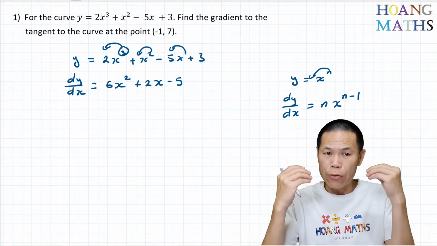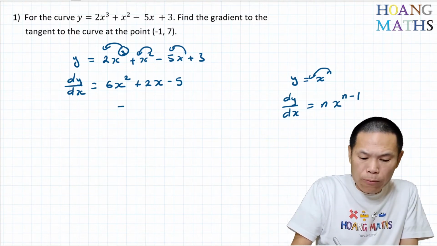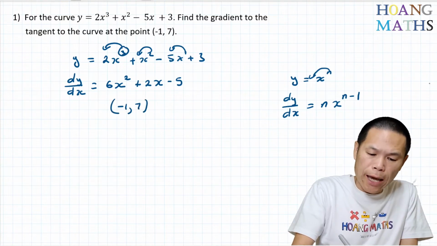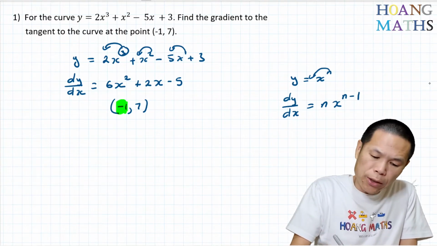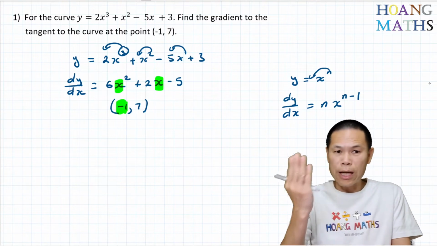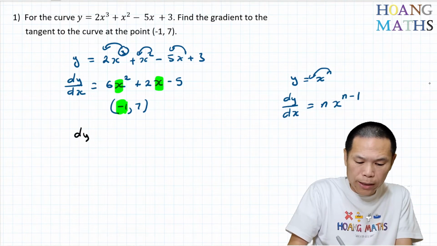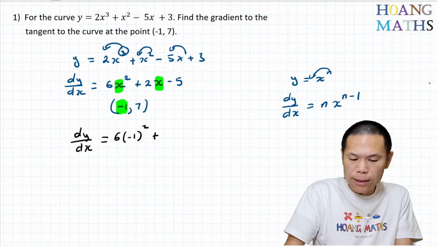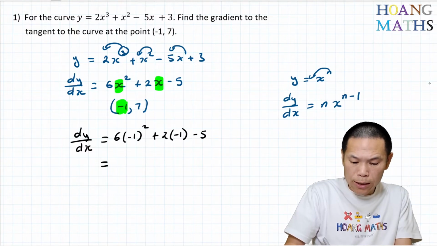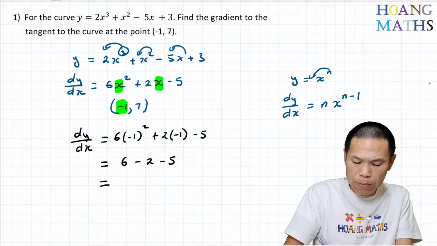To work out the gradient at point (-1, 7), this means that x is -1. To find the gradient at x equals -1, every time we see x, we replace it with -1. So dy/dx gives me 6 lots of (-1) squared plus 2 lots of -1 minus 5. That gives me 6 minus 2 minus 5. So 6 minus 7 gives me -1.